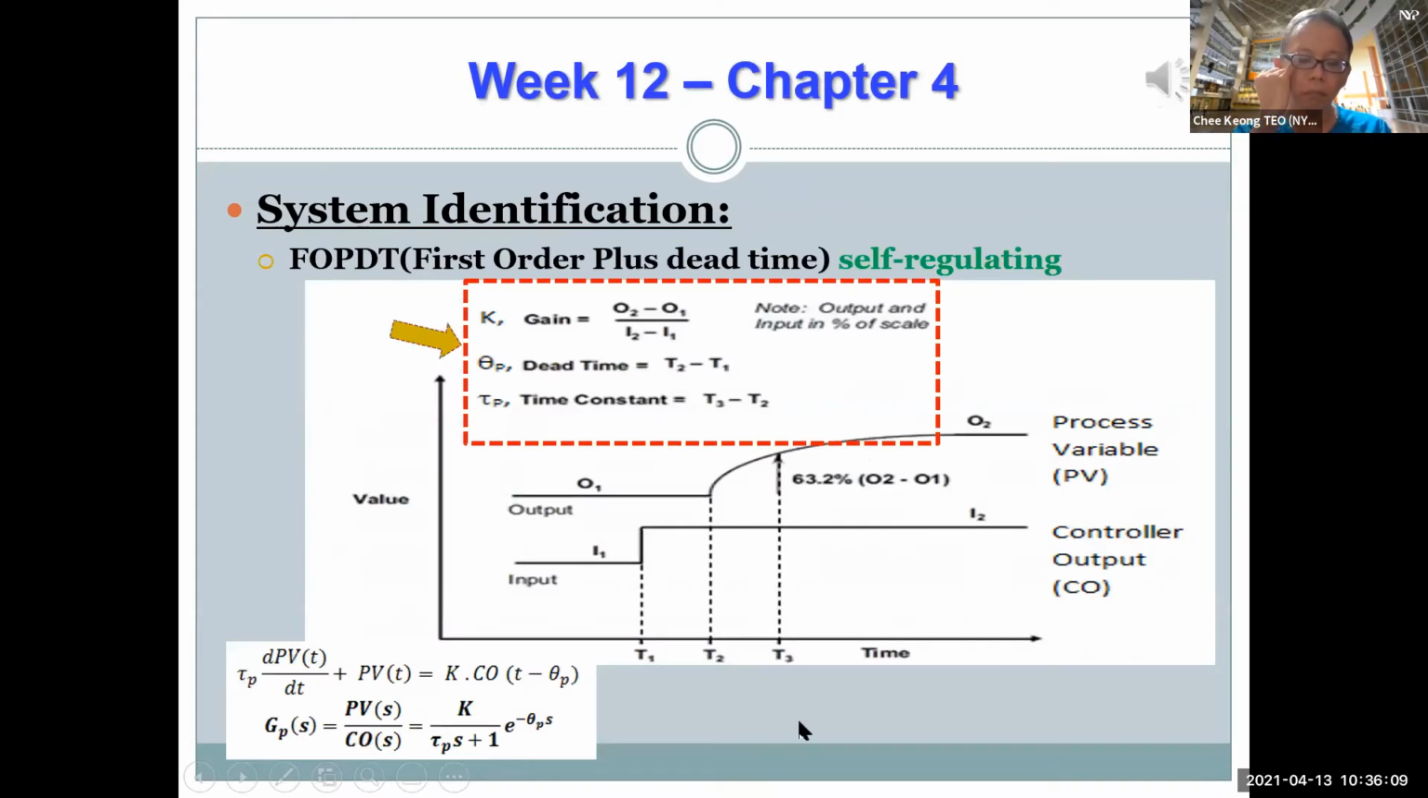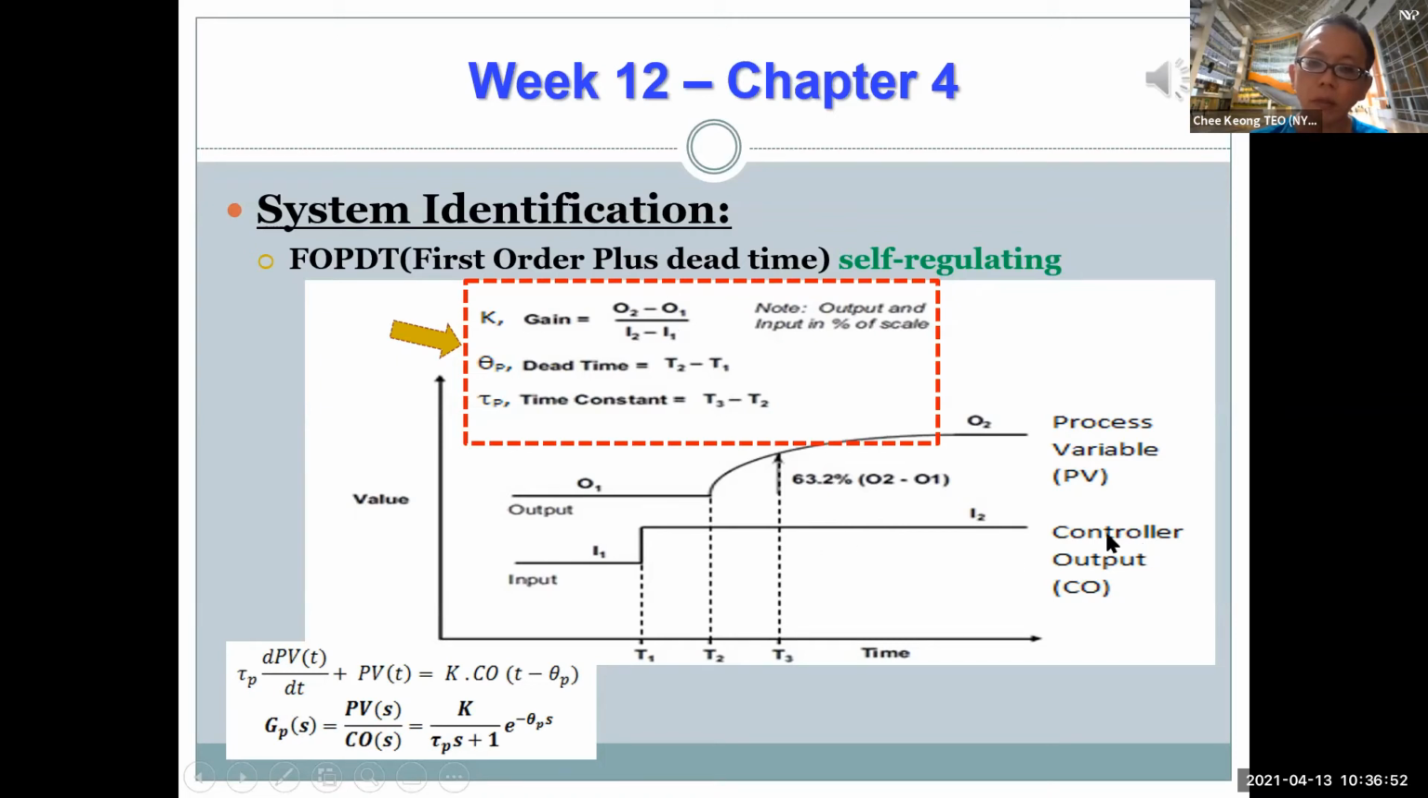For FOPDT self-regulating, there are a few parameters to take note of to construct the transfer function GP(S). So basically, for first order plus dead time, of course, we also have some parameters to look at. And this is pretty much similar to the first order equation that you studied, right? In a first order response, but because this is plus dead time, there's an additional term that I will caution you about, right? So the key terms that we are going to study is the gain, and gain is defined by the output, which is the process variable, O2 minus O1.